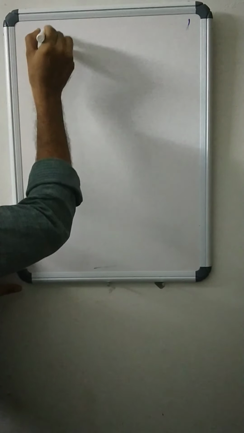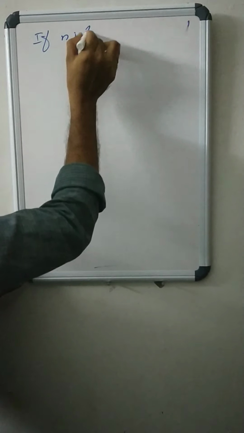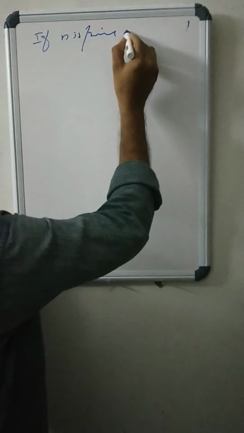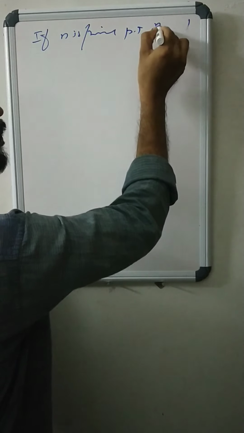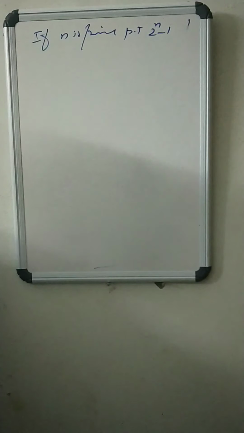Now let us discuss another one. If n is prime, prove that 2 power n minus 1 is also prime. For any prime n, 2 power n minus 1 is prime.